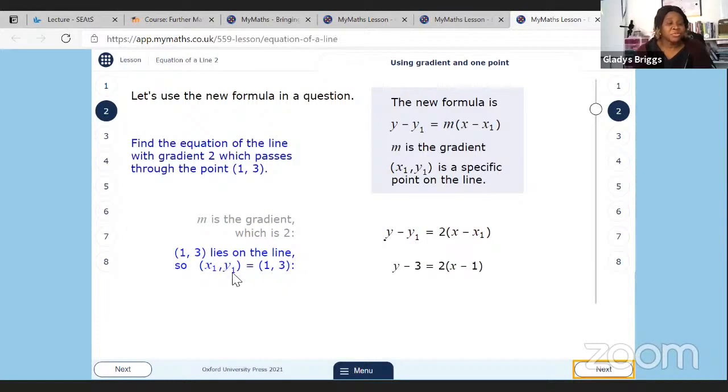Okay, the new point is x1 and y1, and that is 1, 3. So when you see y1, you put 3. When you see x1, you put 1, okay? And then you write it out.